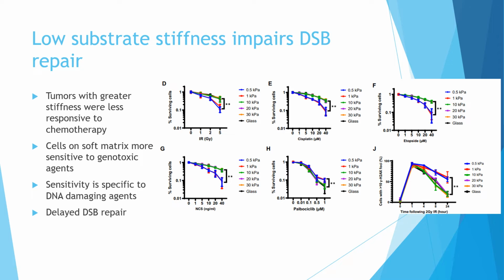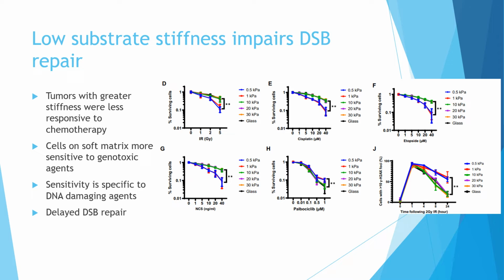They also wanted to look at if there was a delay in the double-strand break repair. In panel J here, we can see the measurement basically of the initial steps of the gamma H2AX foci, which is the initial step in that repair mechanism. We expect that to increase significantly immediately following radiation or genotoxicity, and then we expect that to decrease as the repair mechanism takes place.